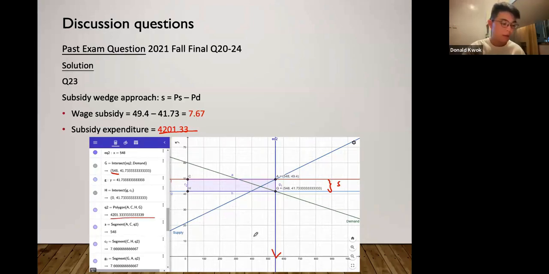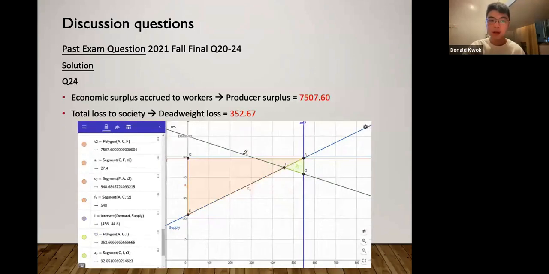Okay, so finally, question 24, the economic surplus accrued to the workers and also total loss to society. So for economic surplus accrued to workers, again, it is producer surplus. So under the PS 49.4 and the quantity traded 548, we will have this orange triangle as the producer surplus. So using a polygon function, again, we have this number, 7,500 and something. And if you're required to find the economic surplus accrued to firms, in this case, it will be consumer surplus, and the area would be this yellow triangle. Okay, so this is the consumer surplus in this case.